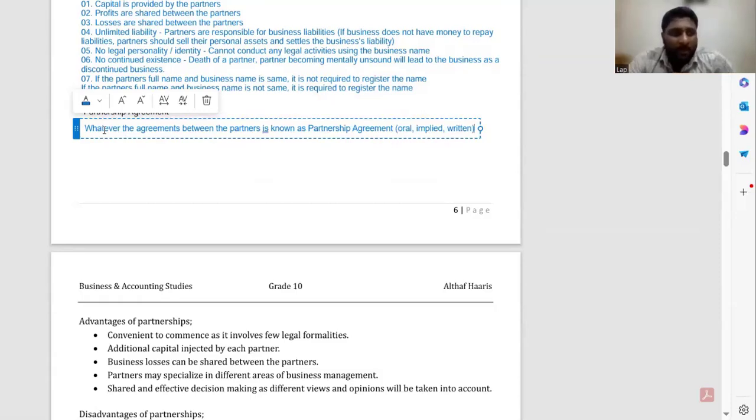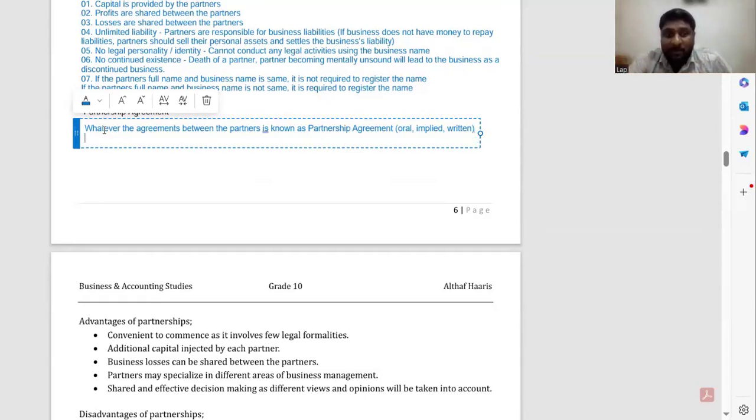So, you tell me, partnership agreement, is it a must to be a written agreement? No, it's not a must to be a written thing. It can be an oral thing also, where you have discussed with your friends, with your partners.